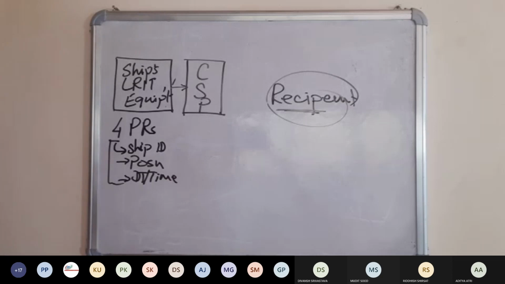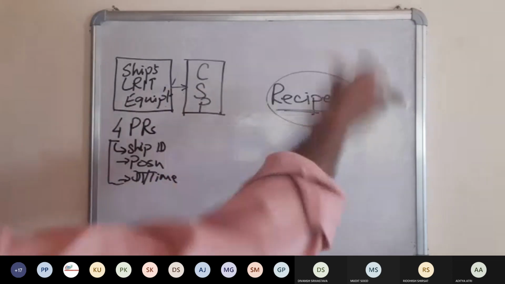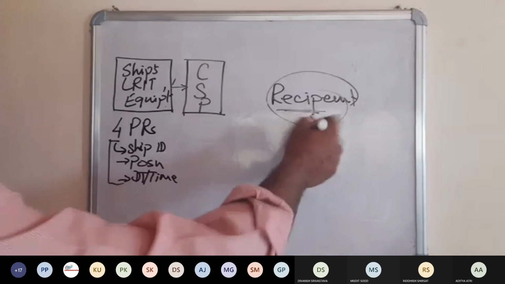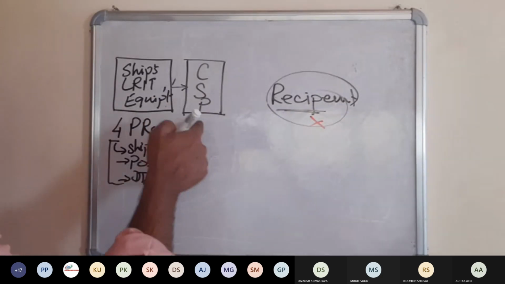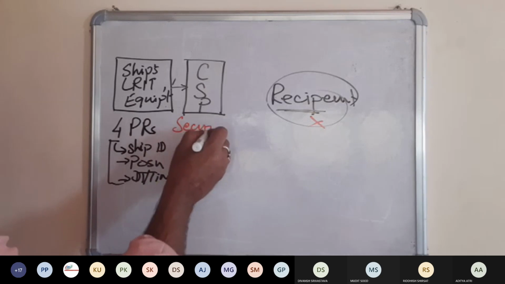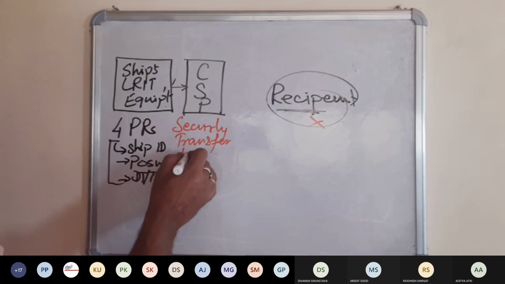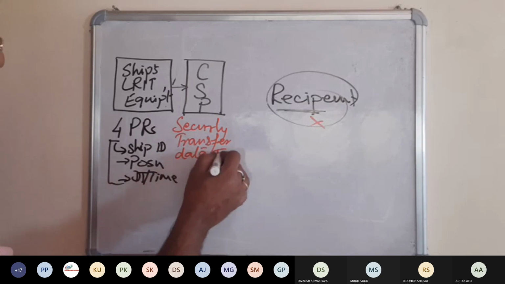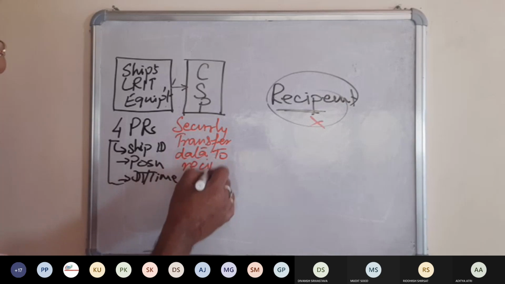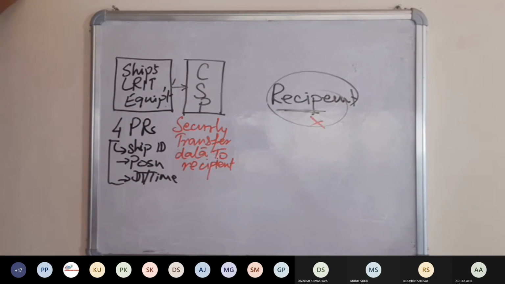What is the function of this? क्या करता है? तो शिप का डेटा शोर पे भेजता है। Don't write this. So the job of the CSP is to securely transfer the data to recipient. This is the job of the CSP. CSP में सब include हो गया, satellite, landline, LES, or everything. Then this data is transmitted to the recipient.